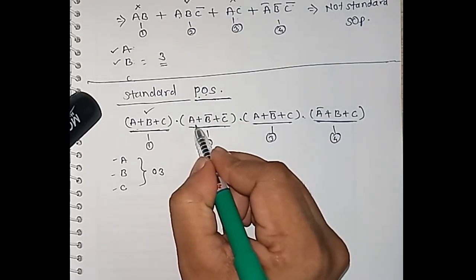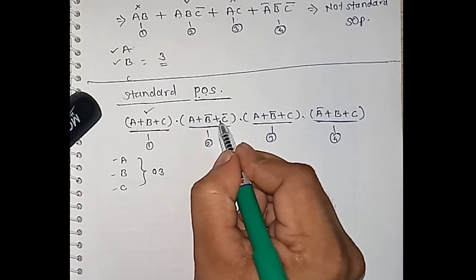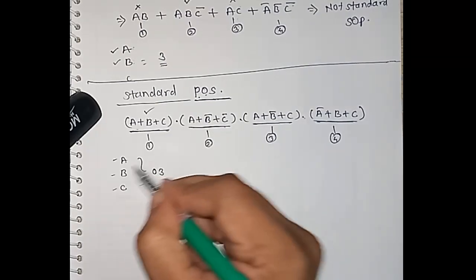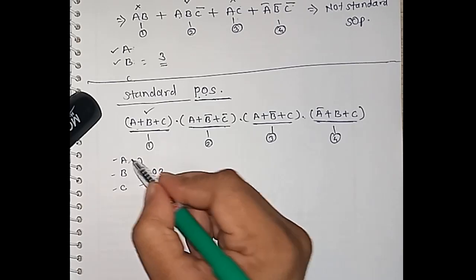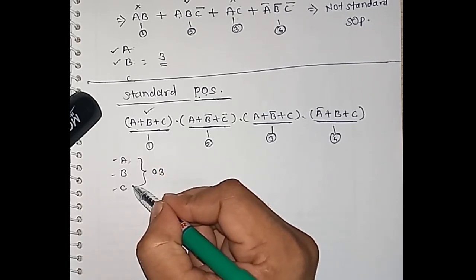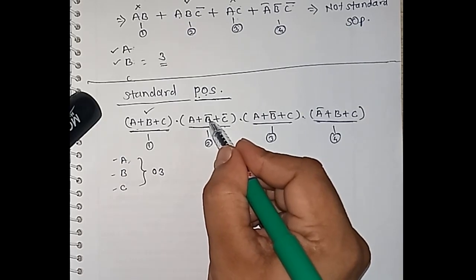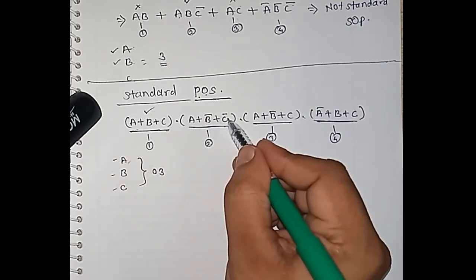If you consider the second term, it is A plus B bar plus C bar. Now in this second sum term also all the literals are present, meaning A is present, B is present and C is present. The only difference is that here B's complement is present and C's complement is present.